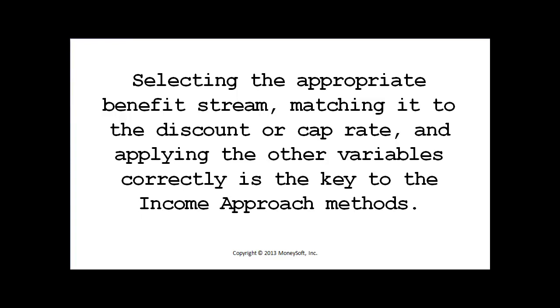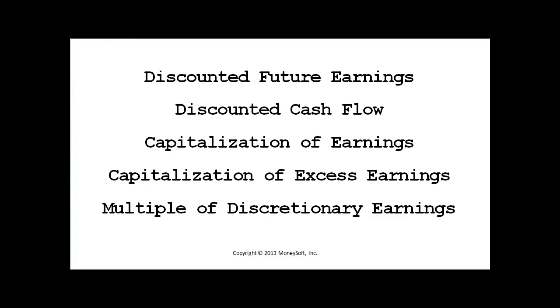The income approach is a widely used way to value a business interest and is essential when valuing a going concern. BVS helps you select the appropriate benefit stream, develop discount and cap rates, and properly apply all of the key variables. The valuation methods included in the income approach are discounted future earnings, discounted cash flow, capitalization of earnings, capitalization of excess earnings, and multiple of discretionary earnings.